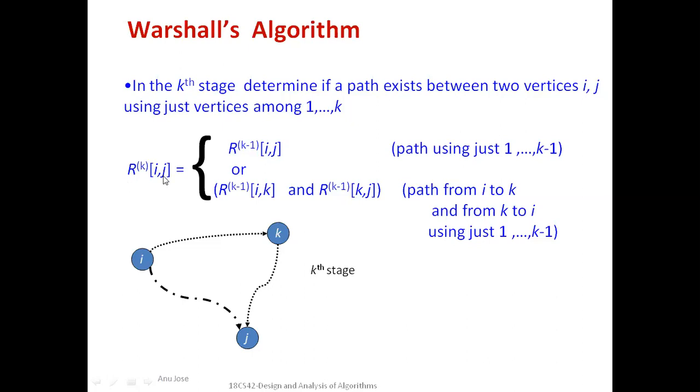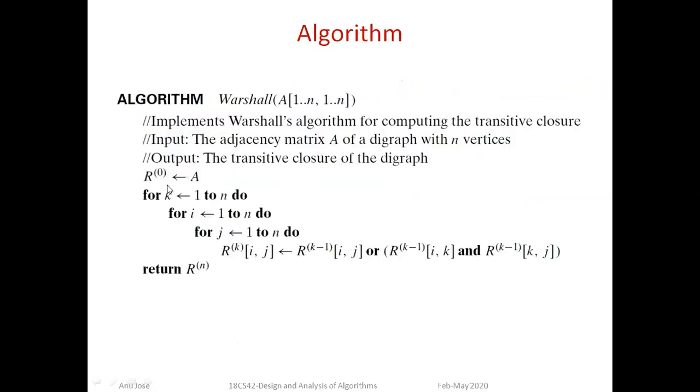the Rk of Ij. So if the path was already existing, whatever was there in the previous stage, that will be directly taken. And if there was no path existing in the previous stage, but there was a path existing from I to k and k to j in the previous stage, then that will be updated in Rk of Ij. So this is Warshall's algorithm.